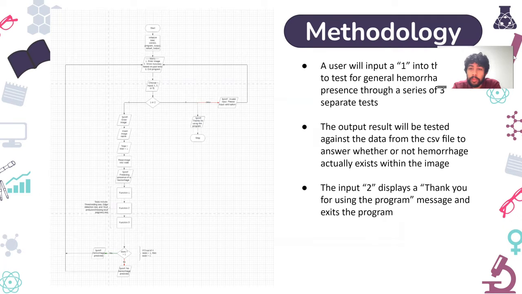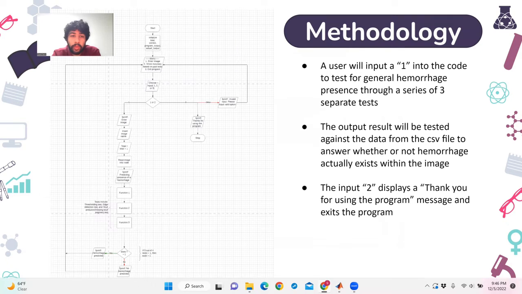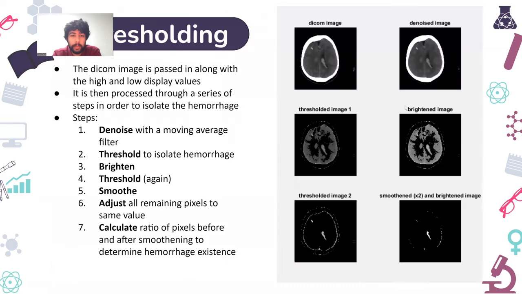So our code tests whether or not there is any form of hemorrhage that exists. And we do so through 3 separate tests. Our user or clinician will put in 1 into our program, and using 3 separate functions, we'll be able to tell you whether or not a hemorrhage exists or doesn't. We then compare this to the data from the CSV file to actually determine whether or not a hemorrhage exists and see whether or not our test has accurate predictive value. The input 2 displays a thank you message for user friendliness in the GUI.